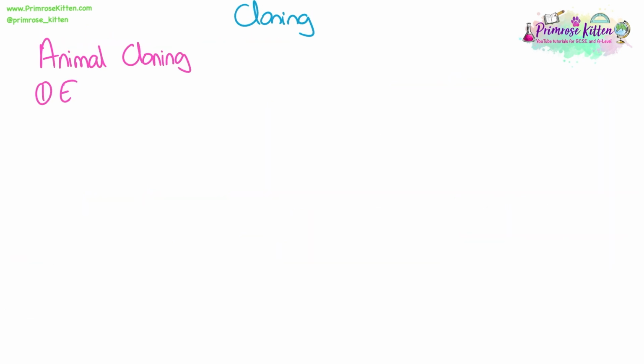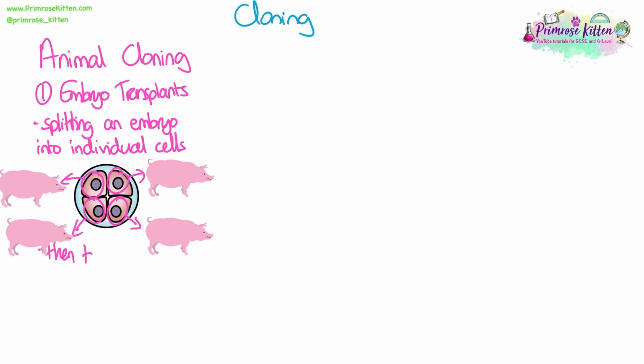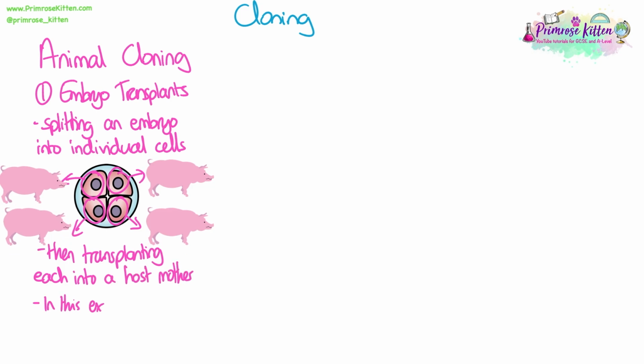One method of animal cloning involves embryo transplants. This is where an embryo is split into individual cells. So a fertilized embryo starts to divide and produce new cells. Each of them is identical because it's happened through mitosis. So once that starts to happen, we can take individual cells and then transplant them each into a different host animal. In this example, we would get 4 identical piglets, but they would be born from 4 different pigs. So this is a way of producing identical organisms, clones of each other, but using different host mothers. So they can be born all at the same time.